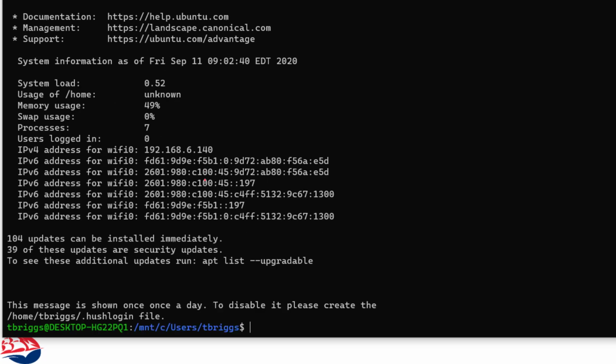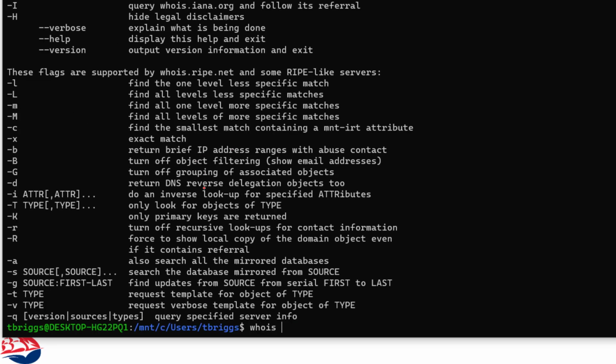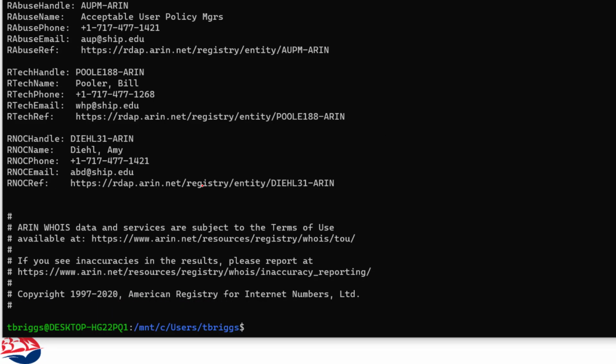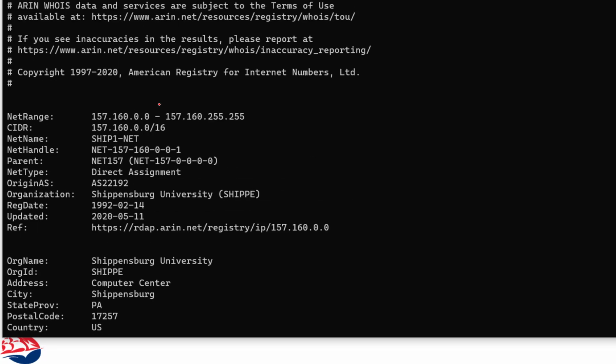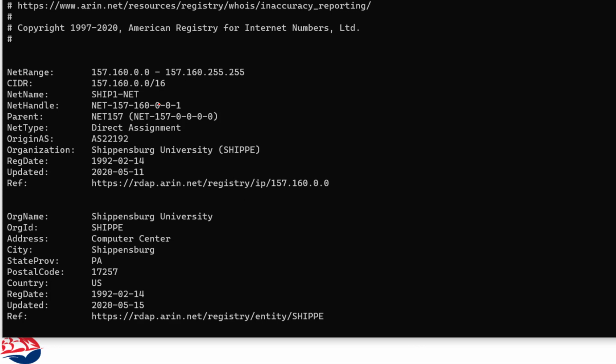Whoa, that's big. So if I use the whois command, I can just type in whois 157.160.0.0, and it comes back and says, sure enough, the range 157.160 has a range of .0.0 through 157.160.255.255. And 255 is special because that is having all of the bits set. That's like the largest 8-bit value that you can have. So we have the entire range, and we'll talk about the CIDR address coming up. Our net name is ship1-net, and our net assignment is to Shippensburg University. We've had it since 1992.